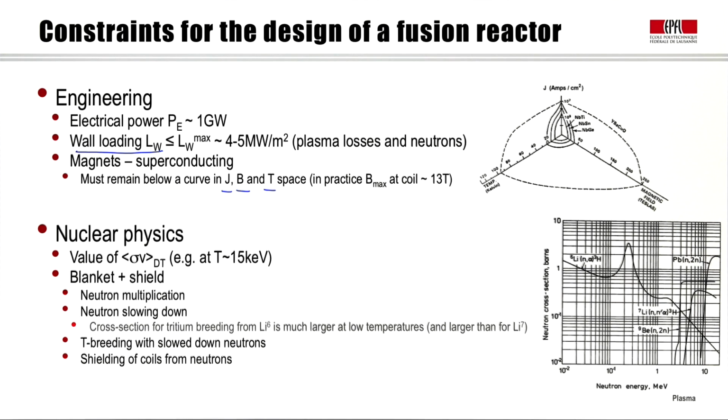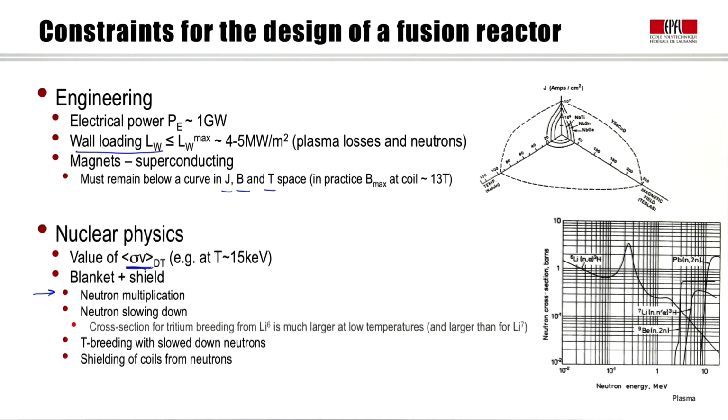We also have constraints from physics, and in particular nuclear physics. We have the value of the fusion rate determined by the fusion cross-section. For example, at the value of temperature that we're interested in, such as 15 keV, that's a value given by nature. And also we have the various processes that have to happen in the blanket and in the shield, which are represented by cross-sections as well. The processes are the neutron multiplication. We need to multiply neutrons before we breed the tritium by reacting with lithium.